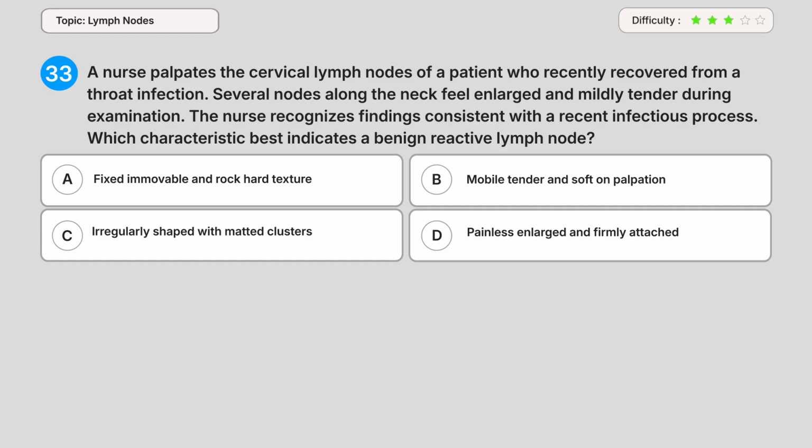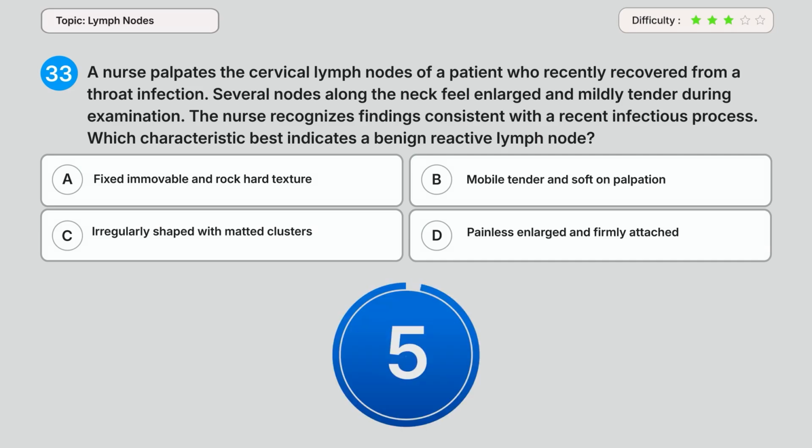A. Fixed, immovable and rock-hard texture. B. Mobile, tender and soft on palpation. C. Irregularly shaped with matted clusters. D. Painless, enlarged and firmly attached. Can you guess the answer?